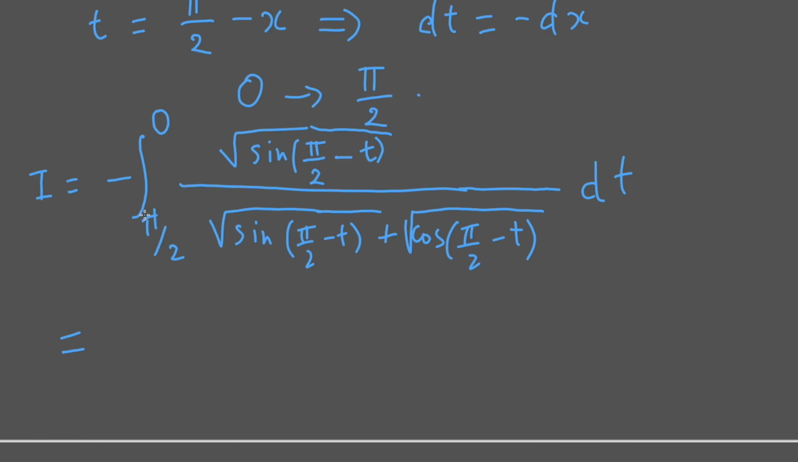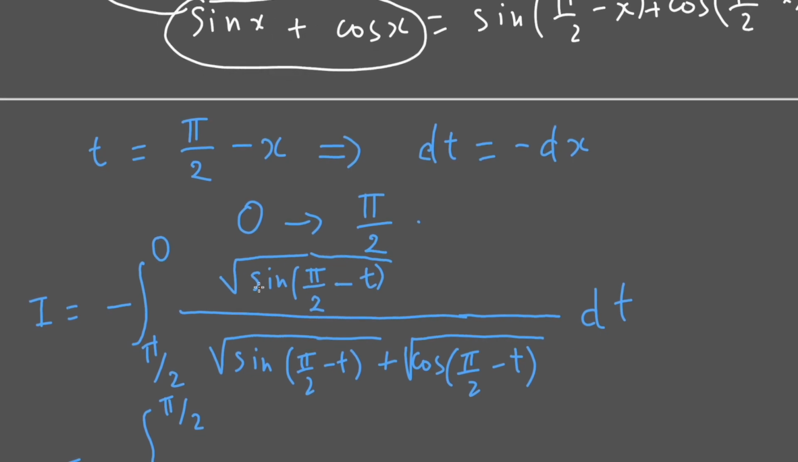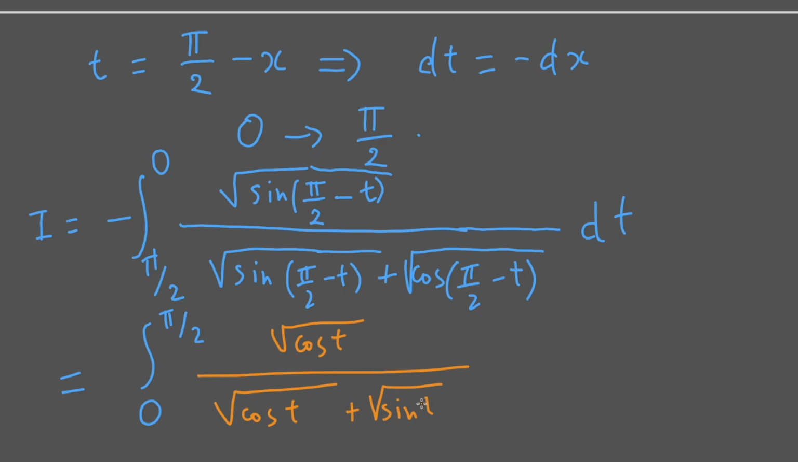When we change the position of the domain of t here, it means we can remove the negative sign. And we can rewrite that as 0 to pi over 2. By the formula, we have sine of pi over 2 minus t equal to cosine t. Then square root of cosine t over square root of cosine t plus square root of sine t dt.